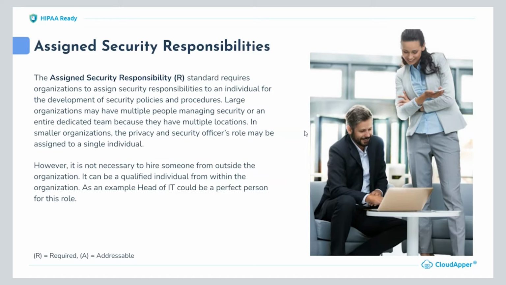Large organizations may have multiple people managing security or an entire dedicated team because they have multiple locations. In smaller organizations, the privacy and security officer's role may be assigned to a single individual. However, it is not necessary to hire someone from outside the organization, as it can be a qualified individual from within the organization. As an example, head of IT could be a perfect person for this role.